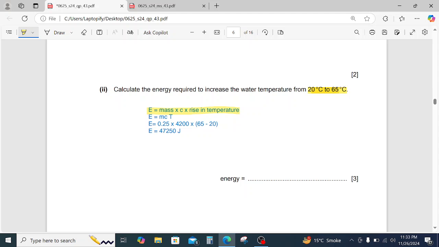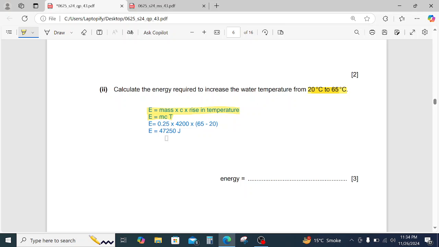I have mentioned the formula E equals mcT. Sometimes you will see delta theta here, but I write only capital T. So you have to remember this formula. It is a very important topic related to P4, Paper 2 and MCQs.